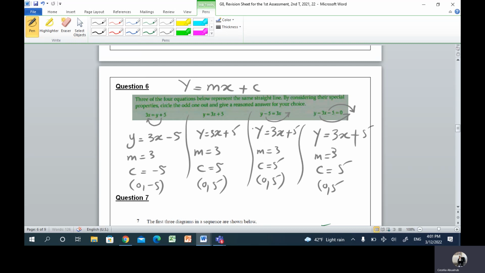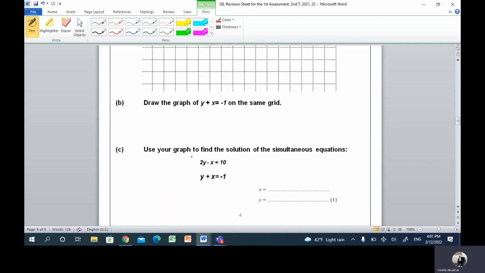So as you can see, all these three lines are the same. They have the exact same formula, the exact same gradient, the exact same c, and this one is the odd line. And remember, all parallel lines have the exact same gradient. That is a piece of info that you need to keep in mind.